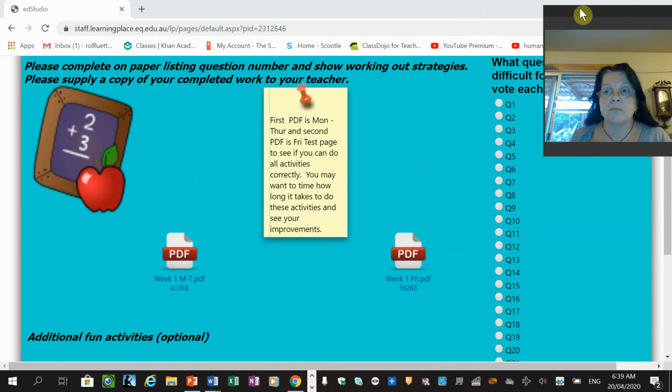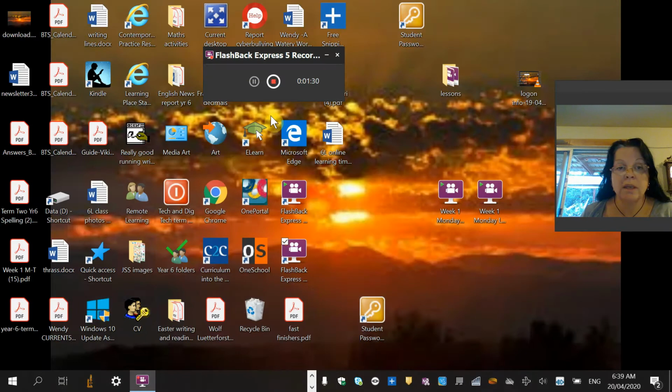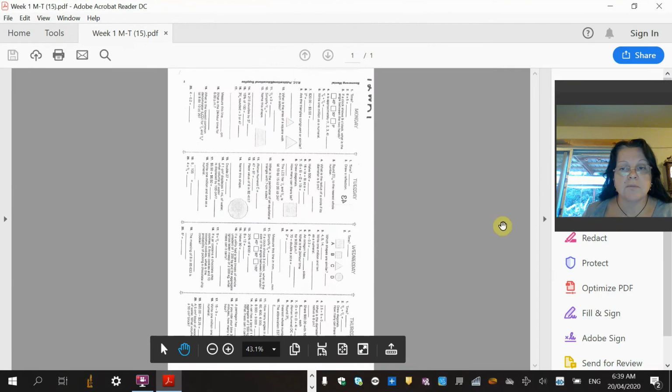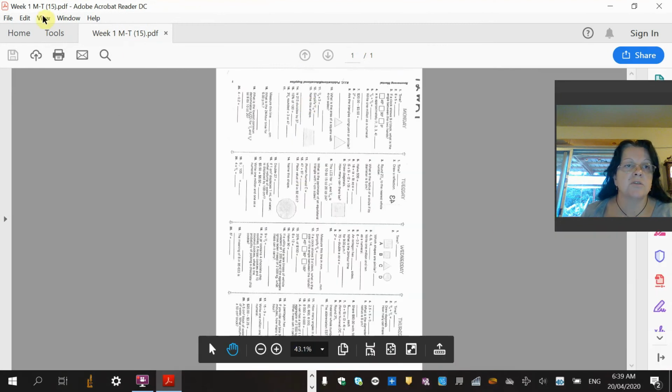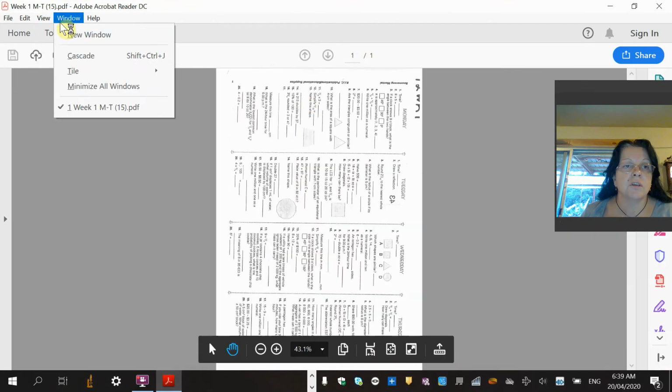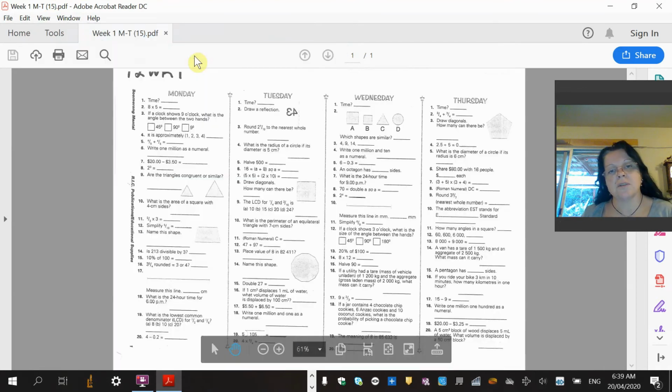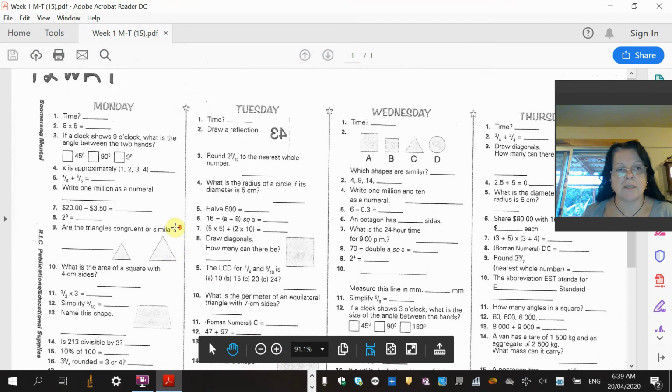Okay, you can download it for the week, and I've done that and put it on your desktop. Now when you download it, it comes out sideways like this, so what you need to do is go up to view, click on view, go rotate view, and you just go anti-clockwise 1 and it takes it back like that, and then of course you can blow it up to make it really easy.